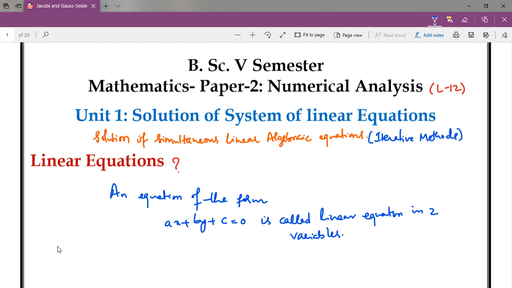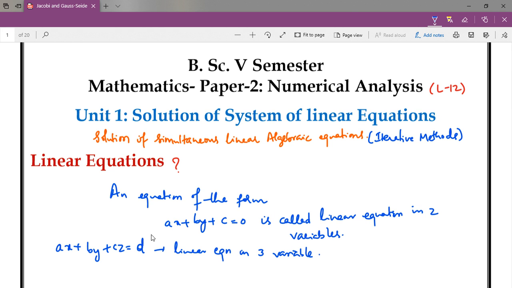Okay. Similarly we can have a linear equation of three variables also, that is ax plus by plus cz equal to 0. Instead of 0, if you say some d, then this is going to be a linear equation in three variables.